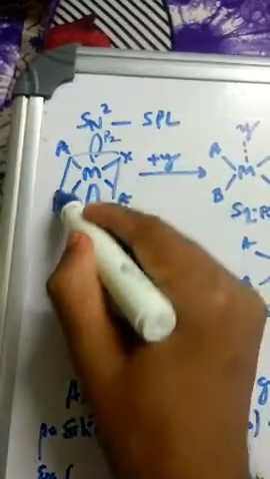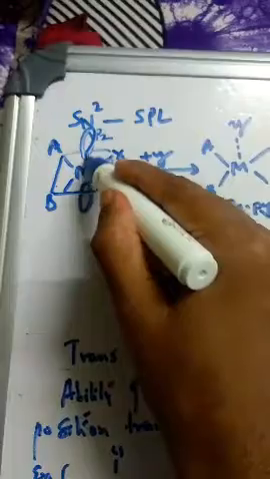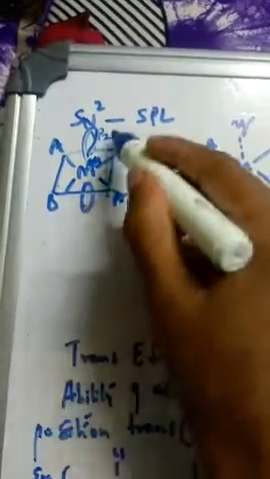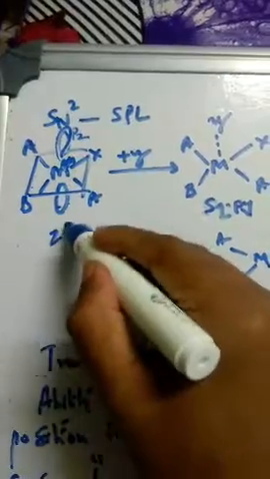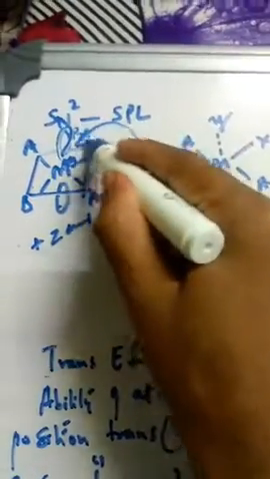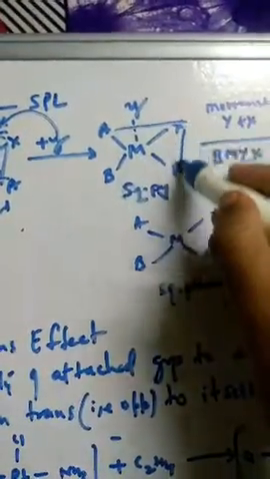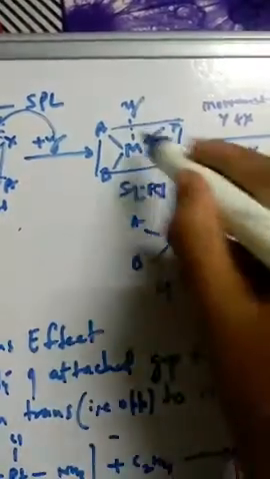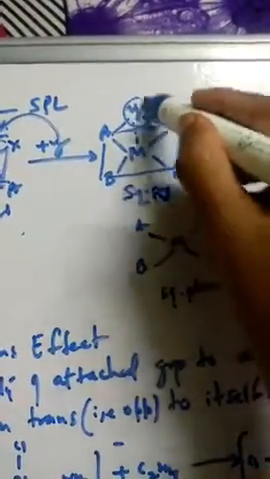Here there is an empty p orbital of the metal platinum, and you can see that from the z axis the ligand attacks and forms an intermediate. So you form a square pyramid intermediate here, where Y is attached.